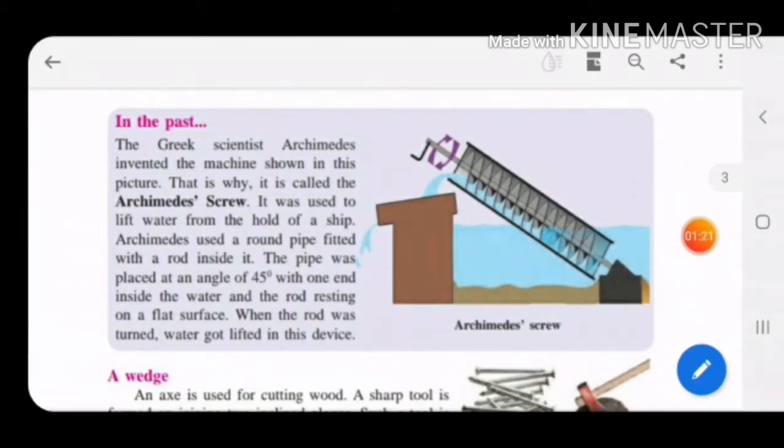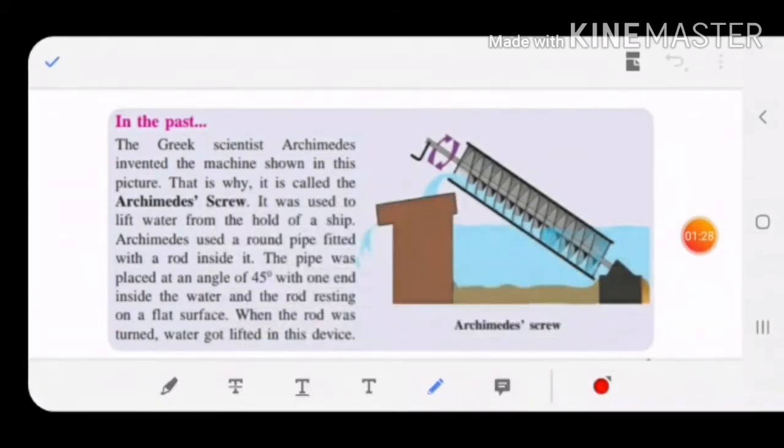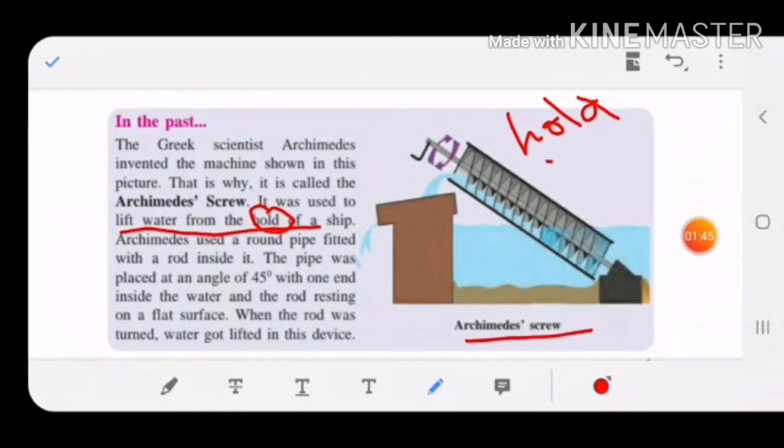Children, the Greek scientist Archimedes invented the machine shown in this picture. That is why it is called the Archimedes screw. What is the use of this machine? It is used to lift water from the hold of a ship. Children, you know about a ship. In the ship, there is one place that is the hold. It is used for collecting things, but sometimes the water gets collected into that hold. So to lift the water from that place, the Archimedes screw is used.